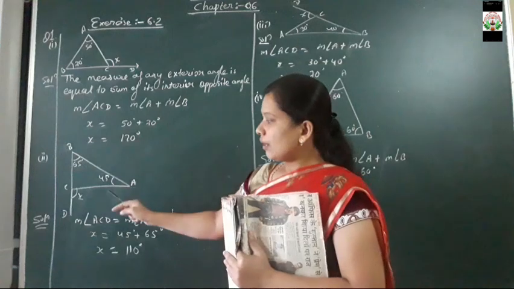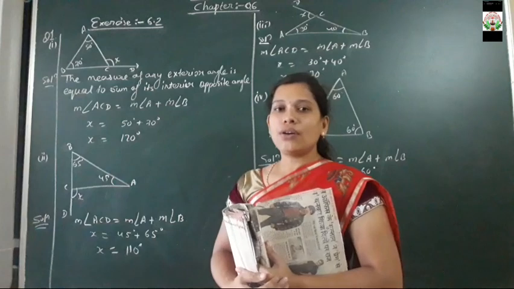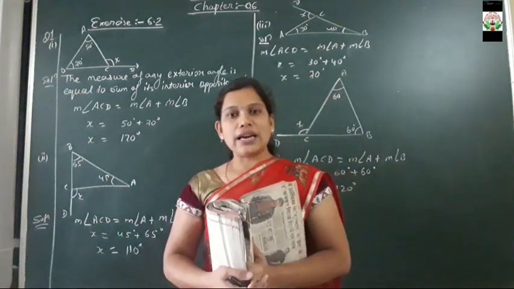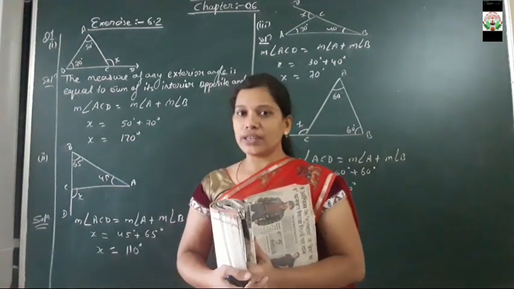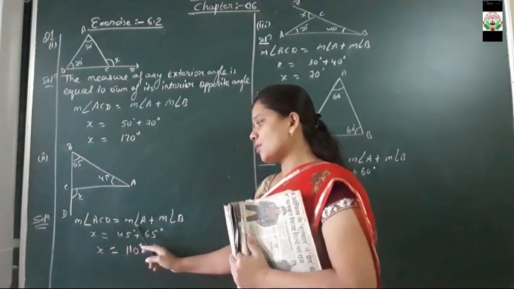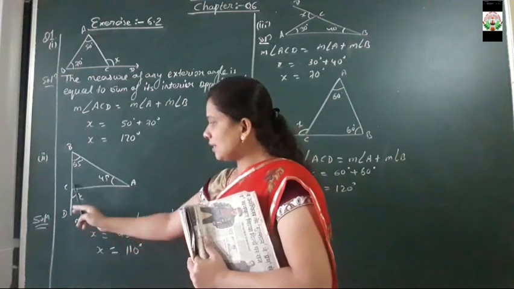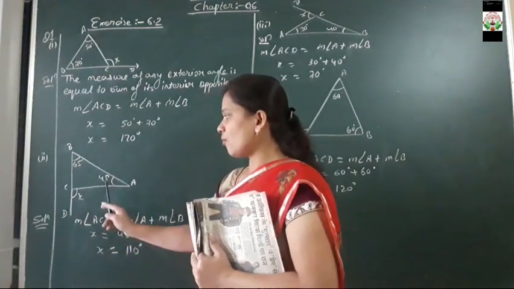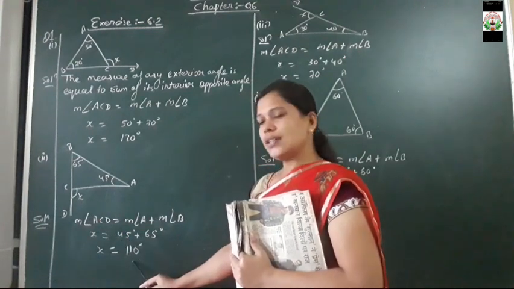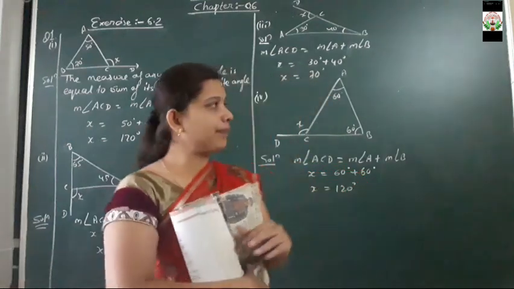Similarly, here also we have to find the measure of the exterior angle. According to the property of the triangle, the measure of an exterior angle is equal to the sum of its interior opposite angles. So measure of angle ACD is equal to measure of angle A plus measure of angle B, where measure of angle ACD is x, measure of angle A is 45, measure of angle B is 65. So 45 plus 65 is 110. That means the value of the exterior angle is equal to 110.